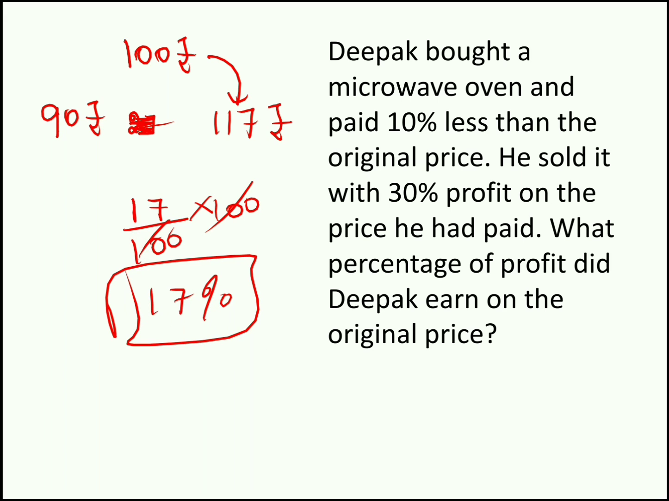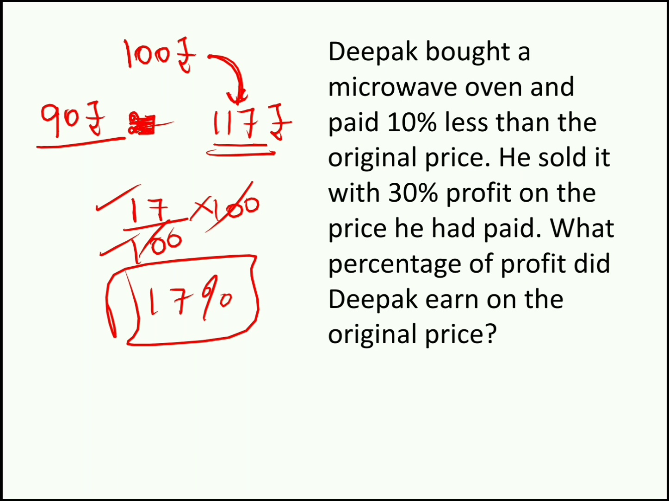Hope you understood the concept, right? Here the concept is very simple. Actual cost price is 100 rupees. From this he is paying 10% less, which is 90 rupees. But from this 90 rupees he is gaining a 30% profit, which is 117 rupees. Now we have to find the percentage profit of Deepak from the original price. From the original price he gained 17 rupees, which is 17% of the 100 rupees. So this becomes our answer. Now moving to our next question.